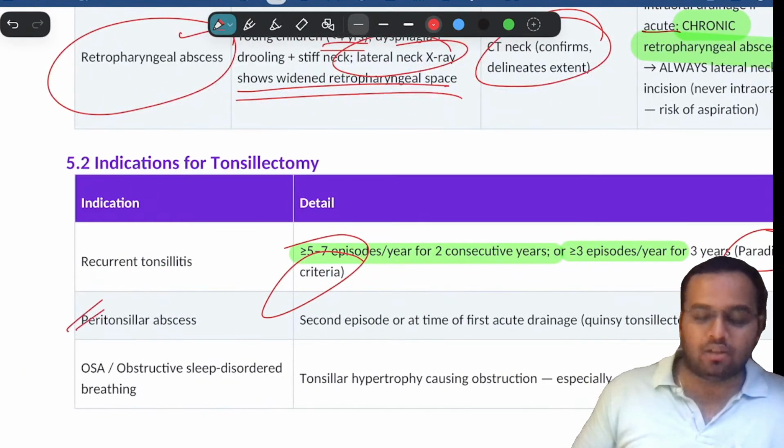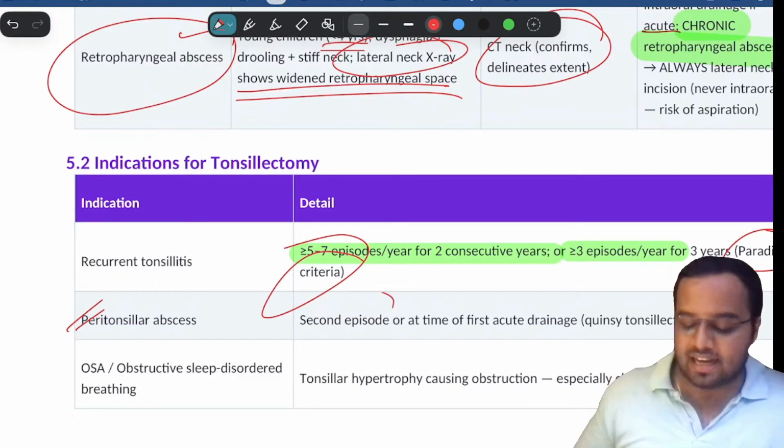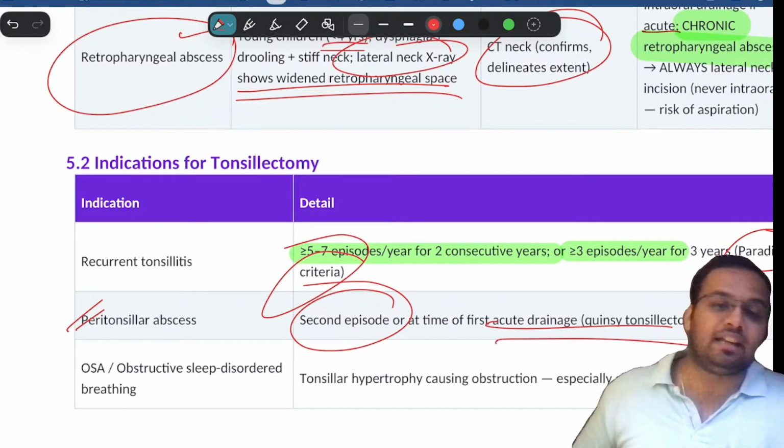Another condition is a peritonsillar abscess. We saw that if recurrent quinsy is happening, recurrent peritonsillar abscess, the second episode is the time when you should go for an interval tonsillectomy.